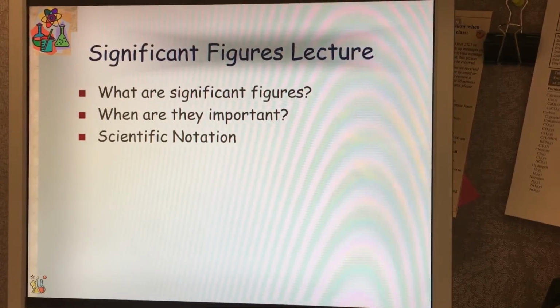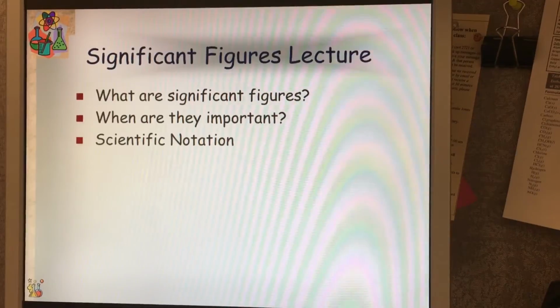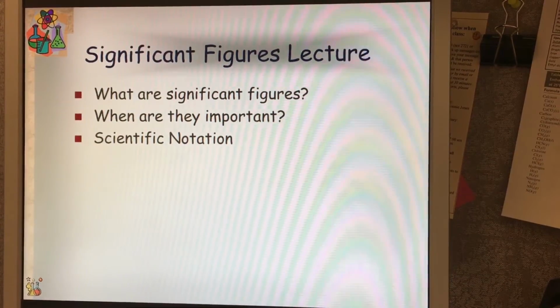In this lecture we'll be learning about what significant figures are, when they are important and why they're important, and also about scientific notation.